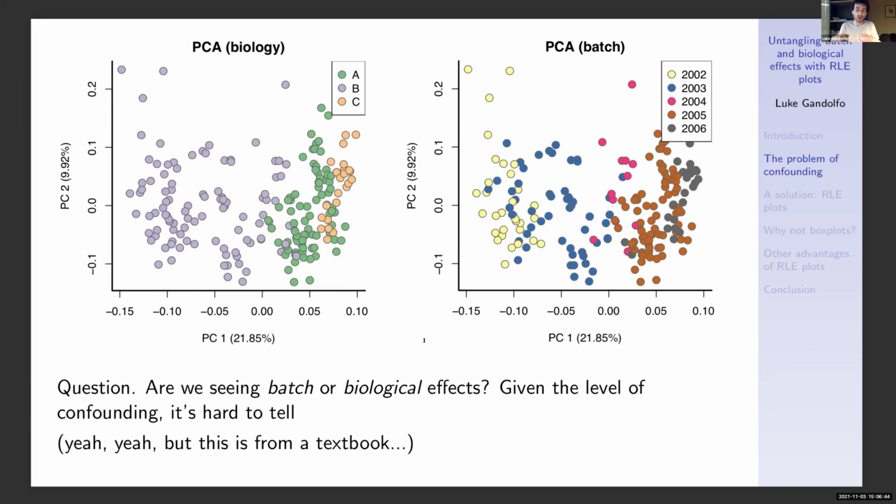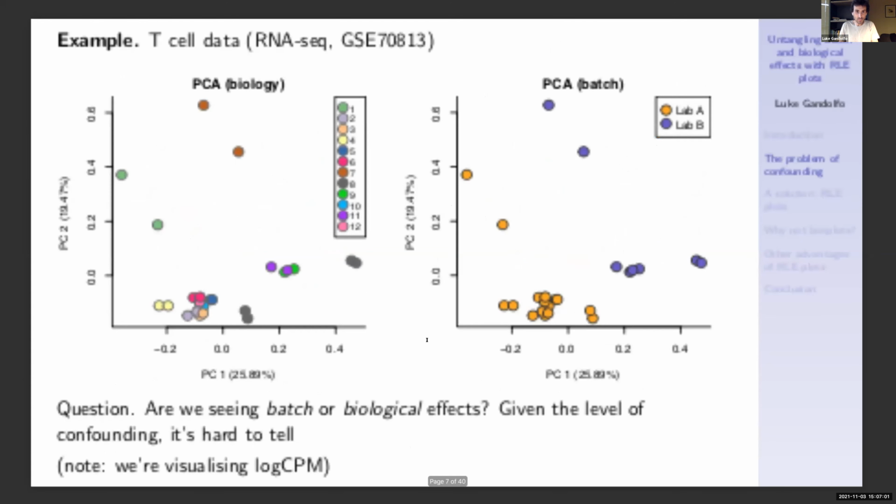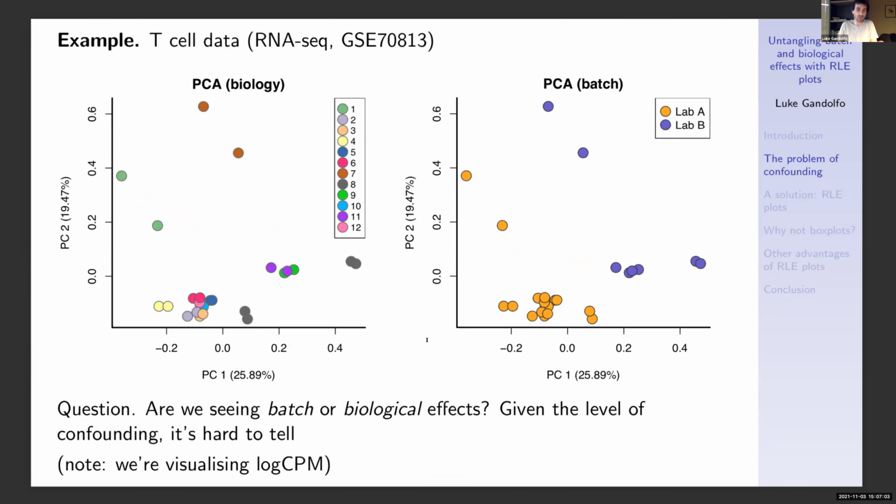Given the high level of confounding in this data, it's very hard to tell from the PCA plot. And of course, you might be thinking, yeah, come on, this is from a textbook. Of course, they're going to show you a very, very bad example of what I'm trying to point out here. But here's an example that just came up recently, randomly in my own research.